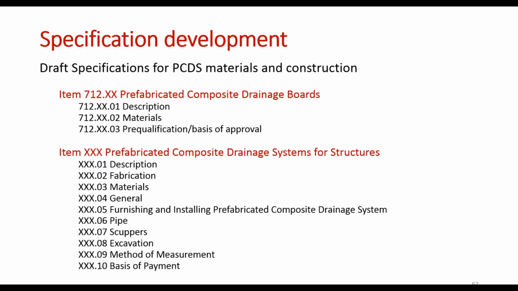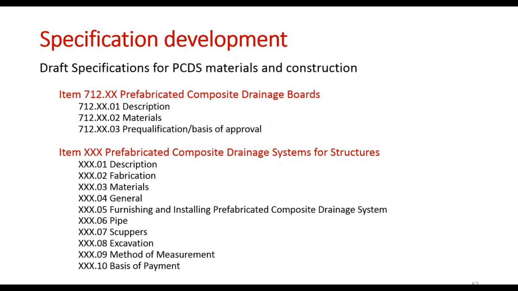So we made two draft specifications following the format of the current CMS. One is Item 700, so 712 point something, which will be determined later, about the material stuff, just like the fabric. The fabric is 712.09, and this may follow that. So we describe the general performance and the material requirement, as well as the basis of approval.